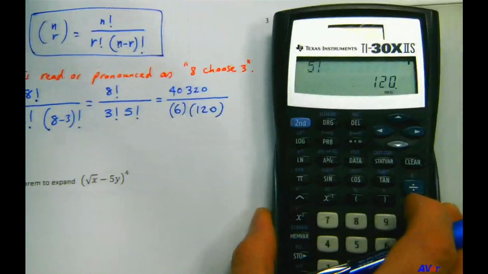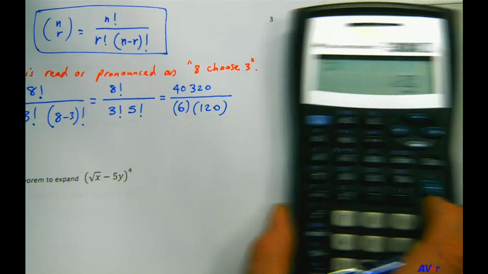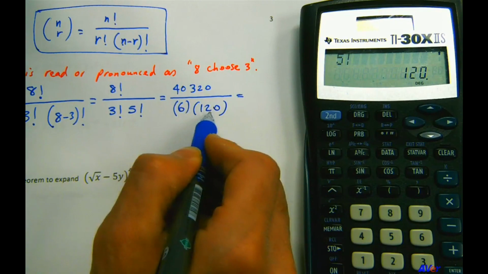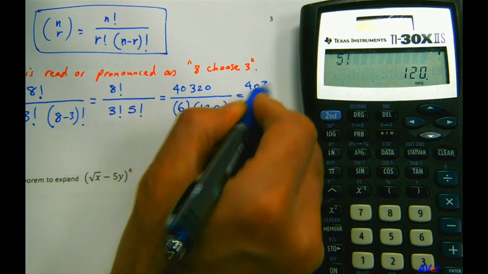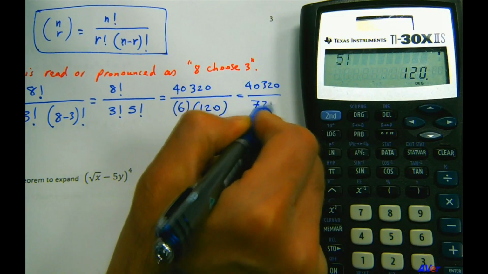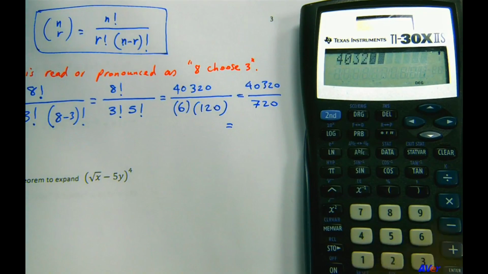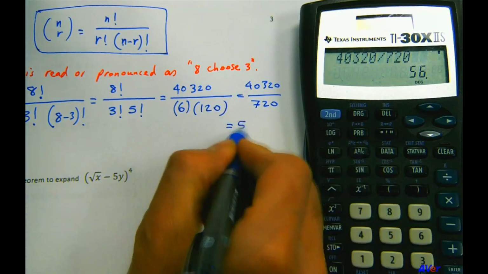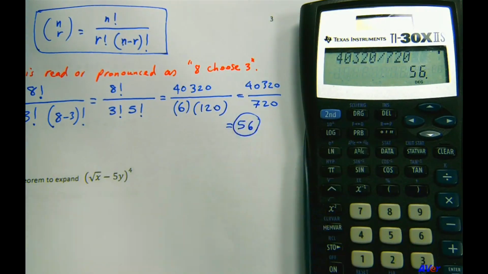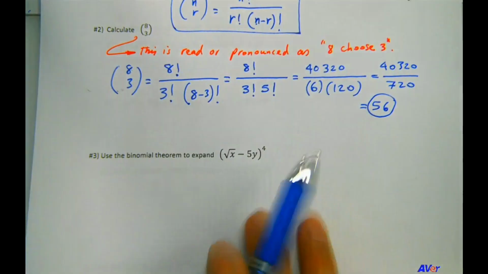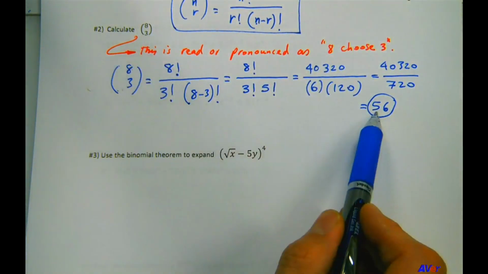So this is 720. So we have 40,320 divided by 720. So let's do that. So we have 40,320 divided by 720. 56, right? We got that. So 8 choose 3. Oops, let me bring this over. So 8 choose 3 is equal to 56.